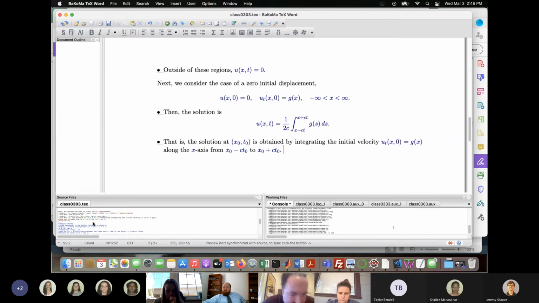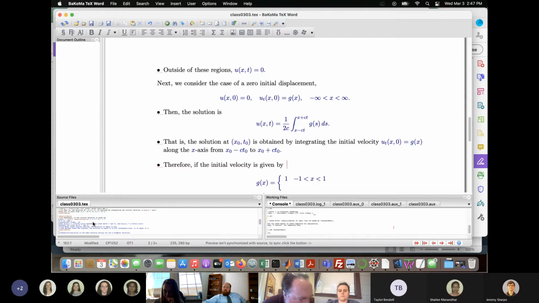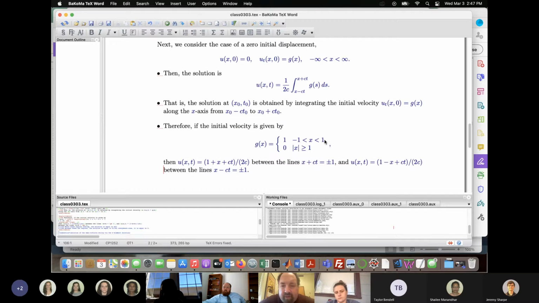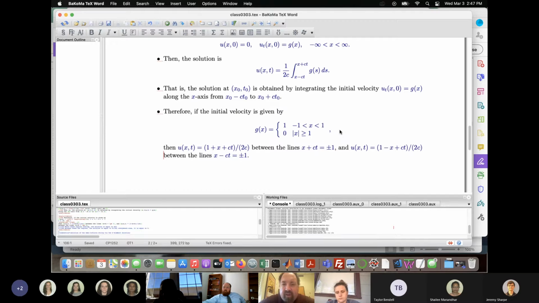So we'll have the same function for g instead of f. Okay, so it's equal to 1 from -1 to 1, 0 otherwise. Then we're going to get some very different behavior because of initial velocity instead of initial displacement.